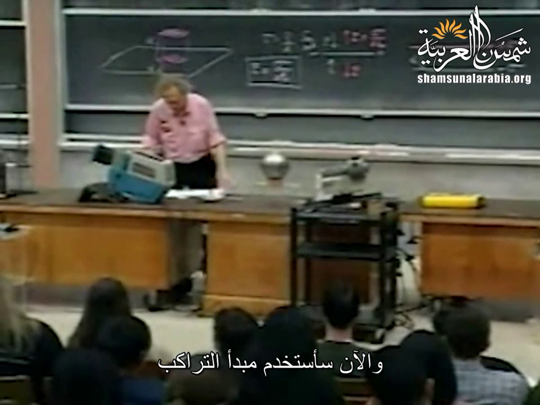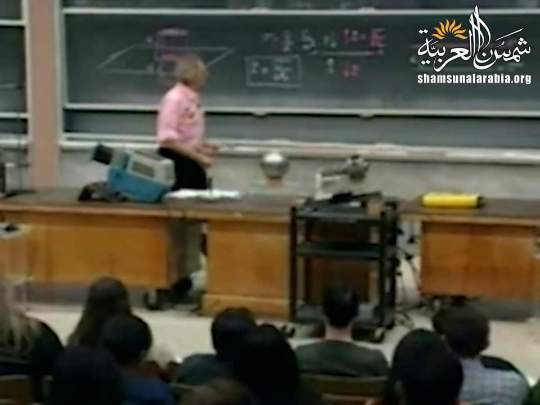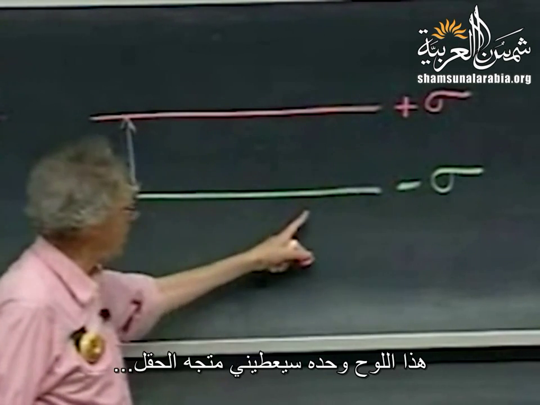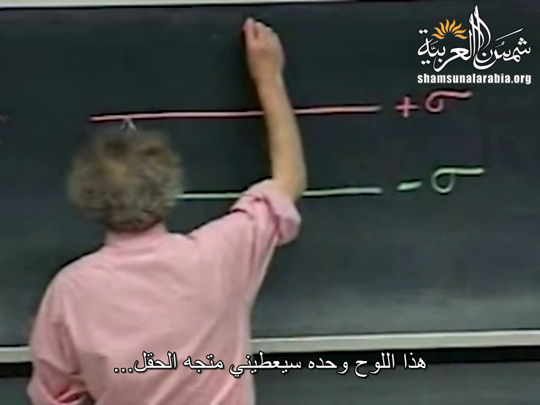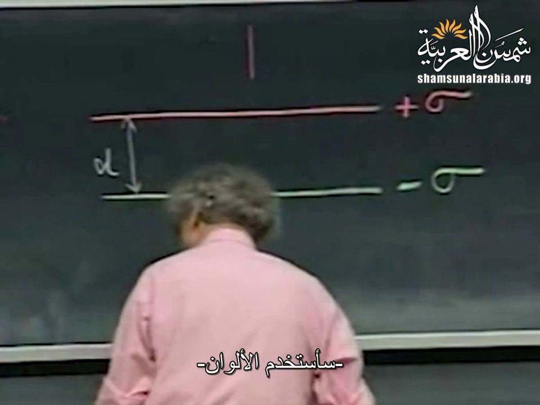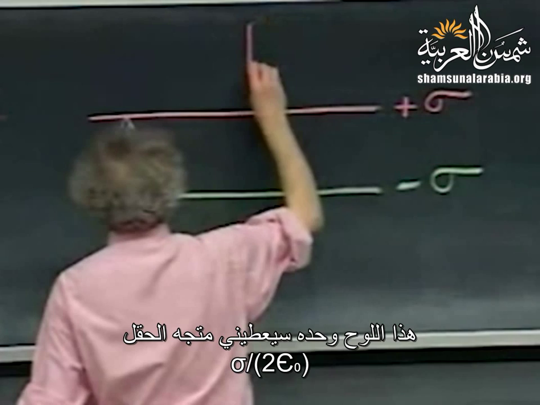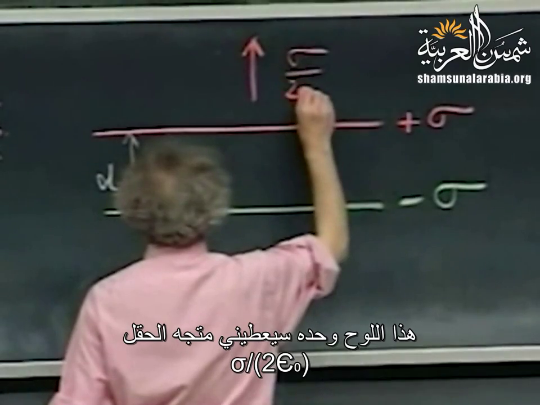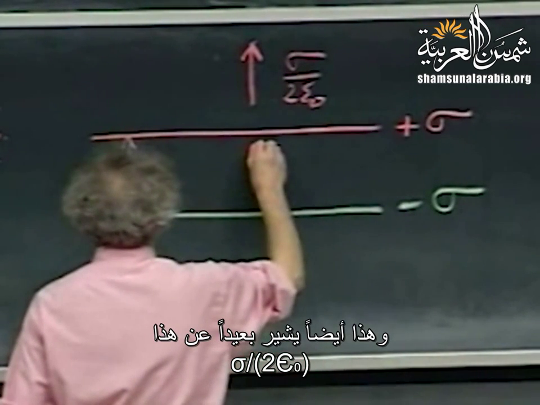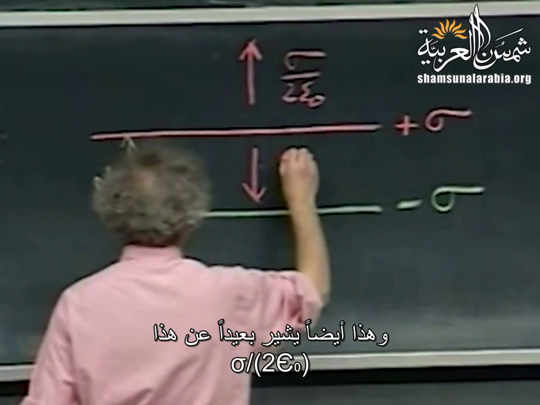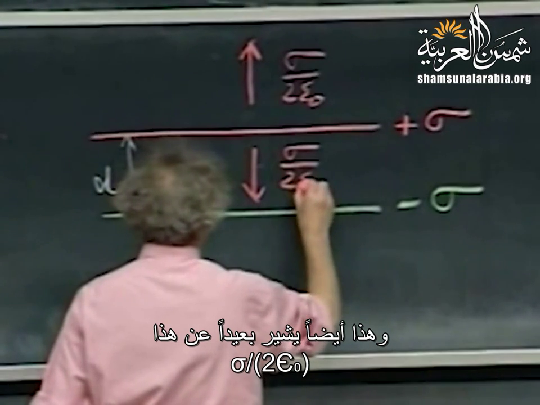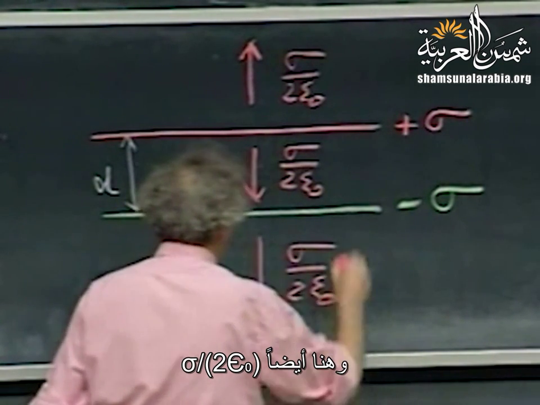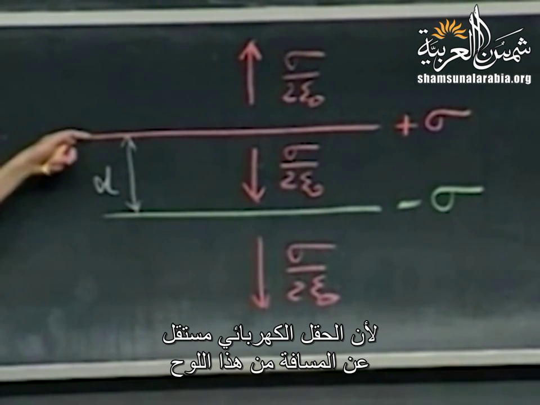And I now use the superposition principle. I say to myself, aha, this plate alone, forget this one, this plate alone would give me an E vector, oh, stick to my colors, give me an E vector like so, and that is sigma divided by 2 epsilon 0. This one is also pointing away from this, sigma divided by 2 epsilon 0, and here it's also sigma divided by 2 epsilon 0, because it's independent of the distance to this plate.